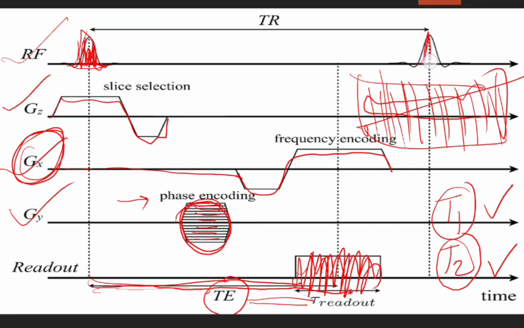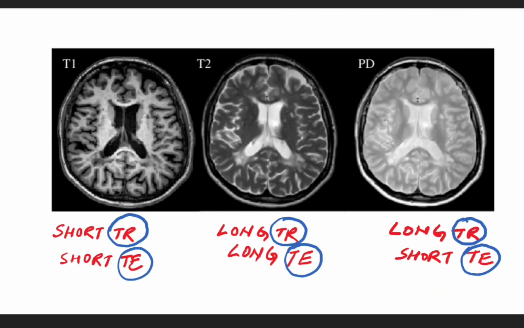Now another RF you are applying here, and again the same thing will repeat. So TR means time of repetition and TE means time of echo. Short TR, short TE is T1; long TR and long TE is T2; and long TR and short TE is PD. So this is all about RF excitation, relaxation, TR, TE, and how we use the RF in slice selection.